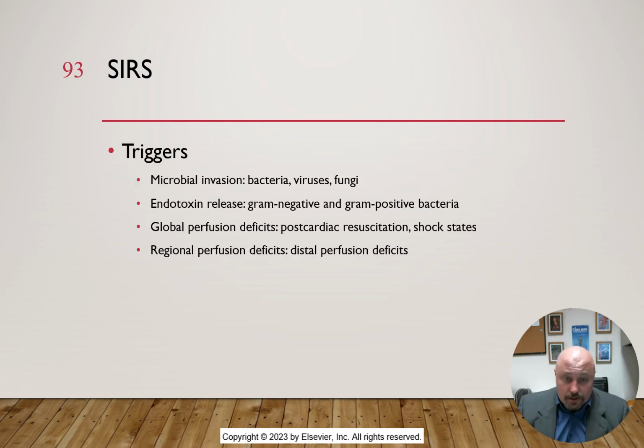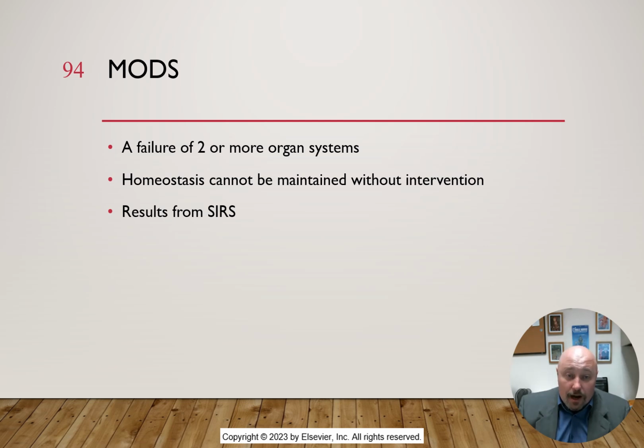Other triggers for SIRS could be a microbial invasion, such as bacteria, viruses, and fungi, endotoxin release from gram-negative and gram-positive bacteria, global perfusion deficits, such as post-cardiac resuscitation or shock states, and finally a regional perfusion deficit, such as a distal perfusion deficit. Not to be confused with MODS. This is a failure of two or more organ systems. In this case, homeostasis cannot be maintained without intervention and can even result from SIRS.